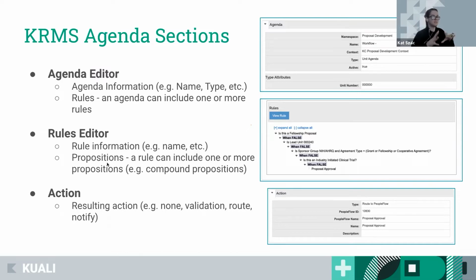And then the last piece of the agenda rule, I would say, is the action that that rule is going to execute. So is it going to route to somewhere, or is it going to validate something, or is it going to notify someone? So those are the 3 types of actions that an agenda is going to be able to support. So it's going to be able to notify someone, route to somewhere for approval, or validate that a piece of data is there.